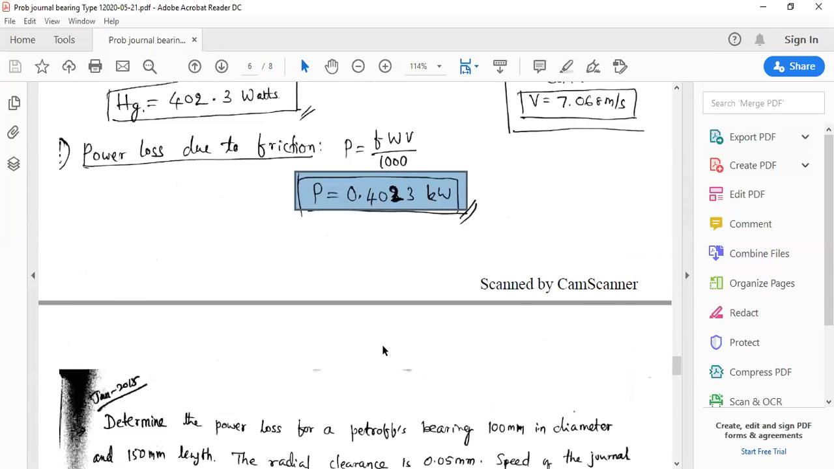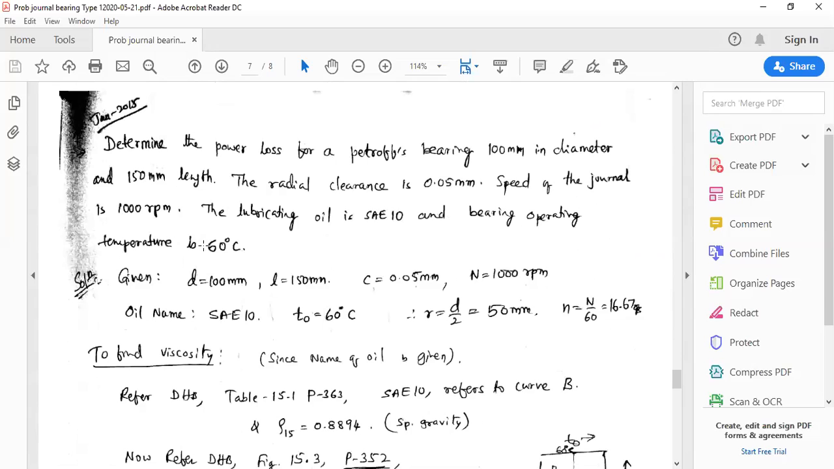Next we will take one more problem. This was also asked in one of the previous year question papers. Here we have to calculate the power loss itself.